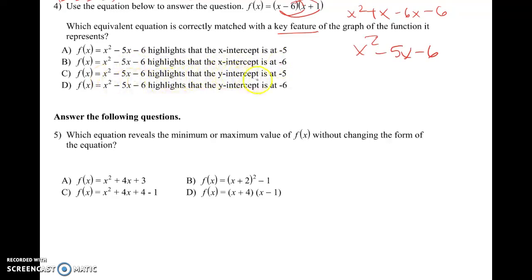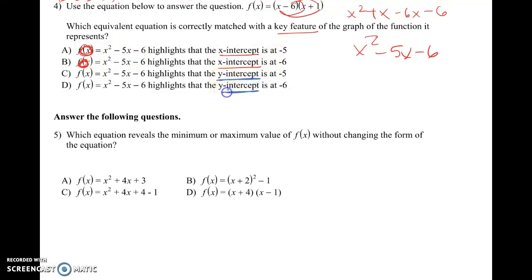Does it highlight that there's a y-intercept at negative 5? And does it highlight that there's a y-intercept at negative 6? So first of all, for the x-intercept, I think y equals 0. If I plug in y equals 0, remember f of x is just another fancy way of saying y. So if I plug in y equals 0 here, does that really highlight that there's an x-intercept? I don't really see it, but let's continue and see if we see it from here.